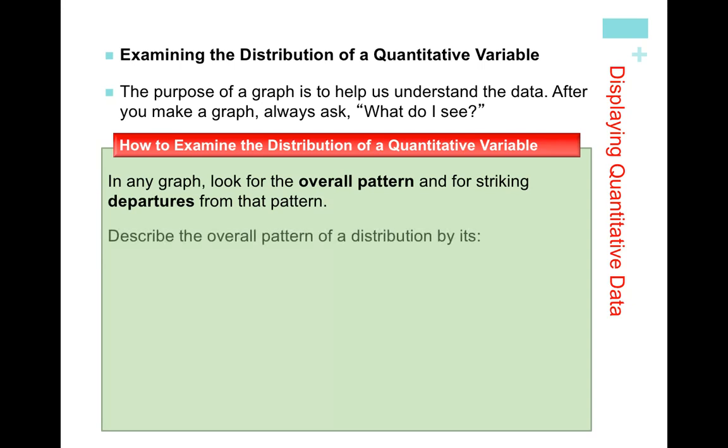In order to do that, we're going to describe that pattern using the shape, which we'll talk about in just a minute, and the center of that distribution. For right now, we're just going to talk about the center being the median or the mean. We'll talk more specifically about both of those terms in section 1.3, but the median is just the middle value and the mean is the average. And then as far as the spread goes, for right now, we're just going to talk about the overall range.